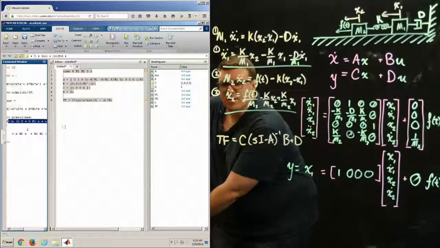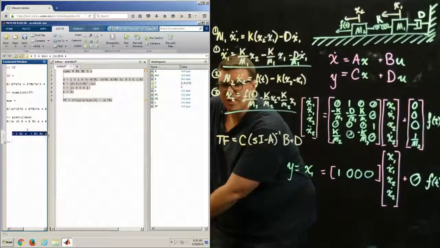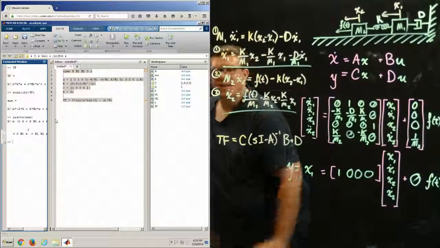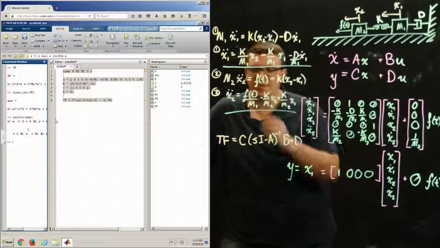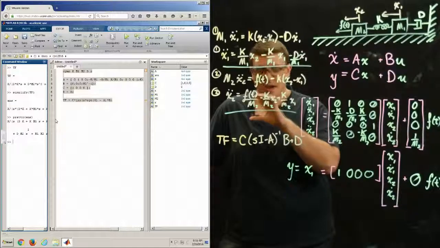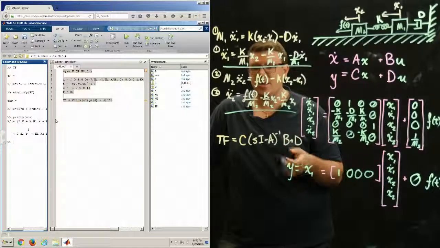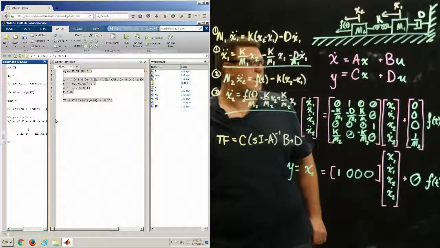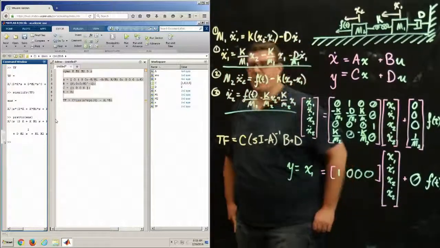So it doesn't look like it's ending up looking very nice, but if you had values for all of these things, you could plug in and get a value for it. Apparently pretty doesn't look very pretty today. But either way, this is a function, and it's actually just a scalar function. So if you plug in here for k, d, m1, and m2, you can get a transfer function.